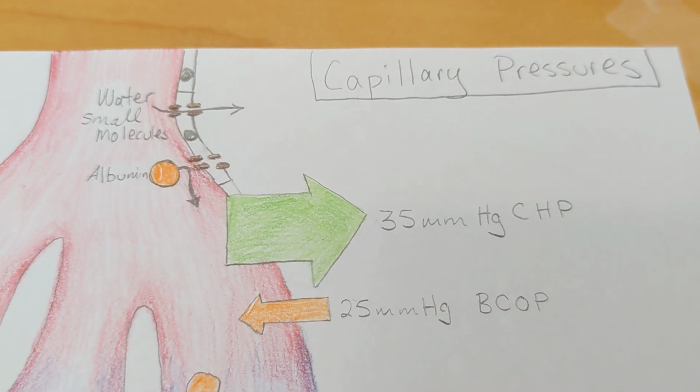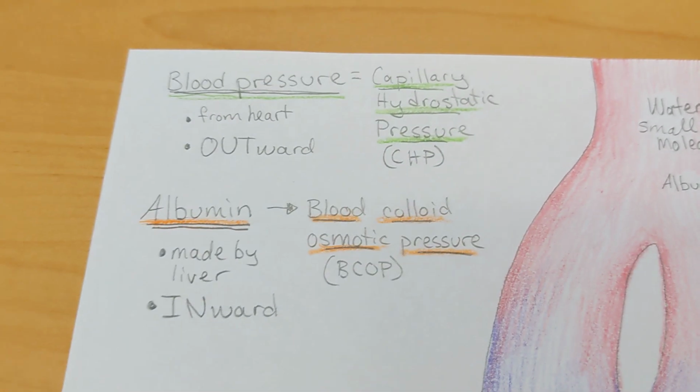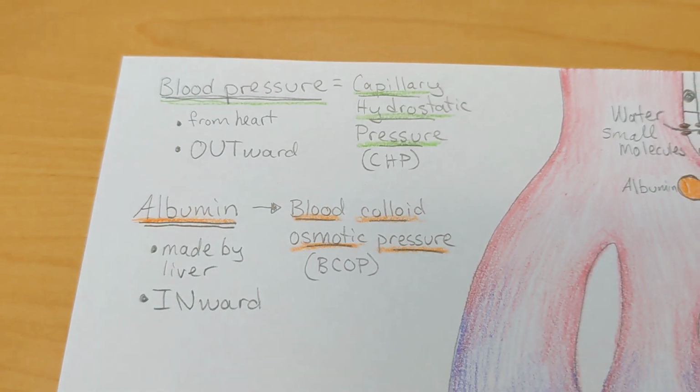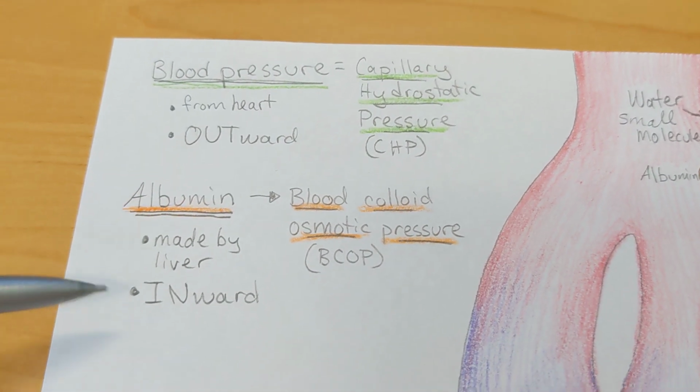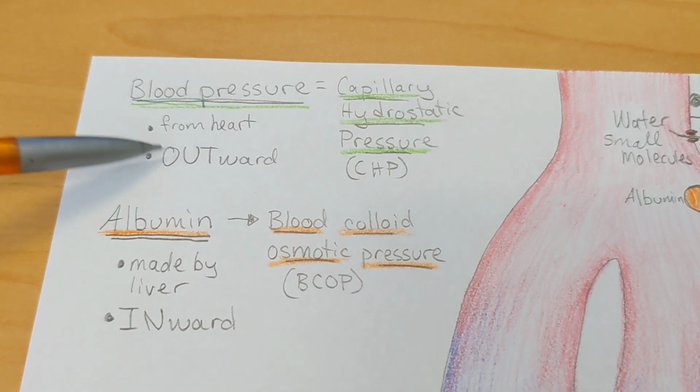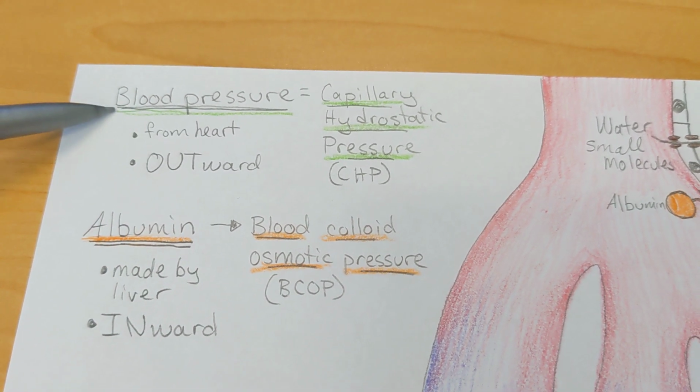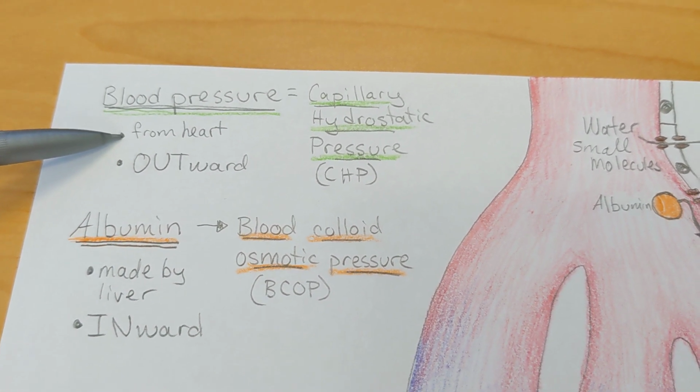This video is about capillary pressures. There are two opposing pressures that are present within the capillary. One is pushing out and one is pulling in. The outward force is due to the blood pressure. So the heart is generating this pressure.